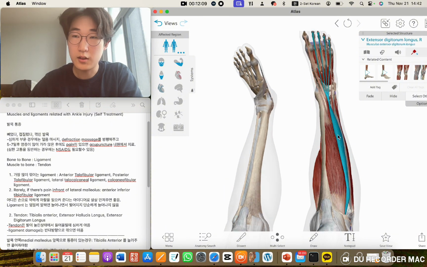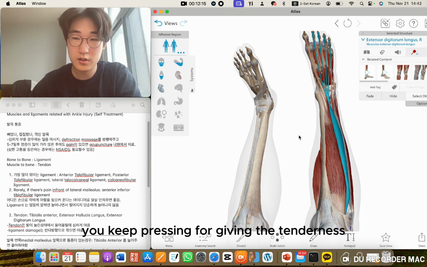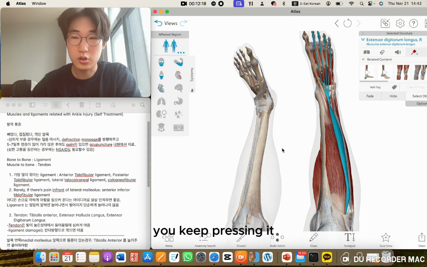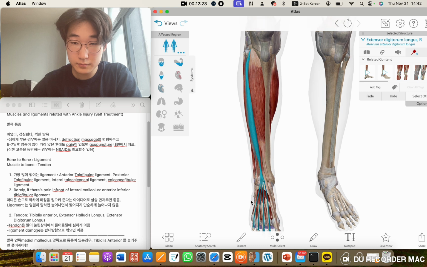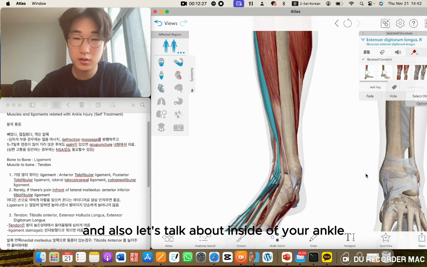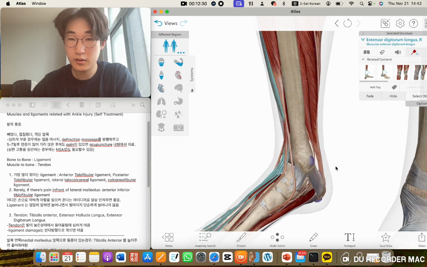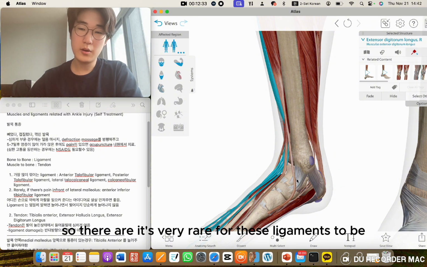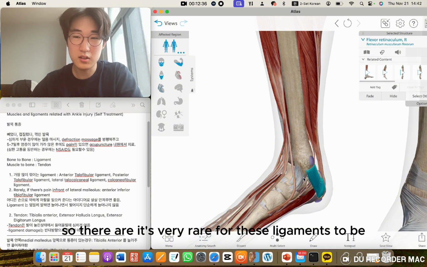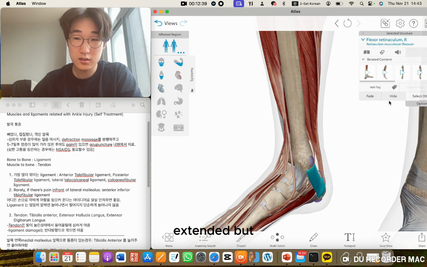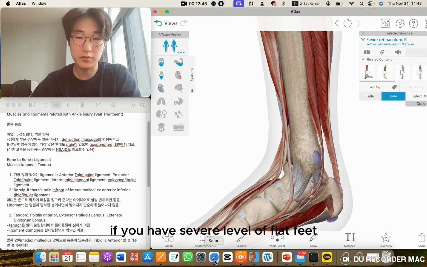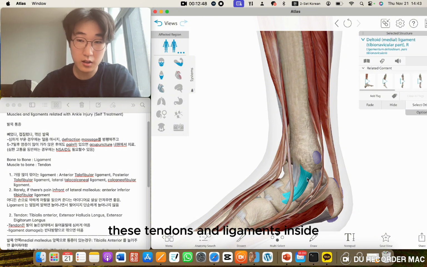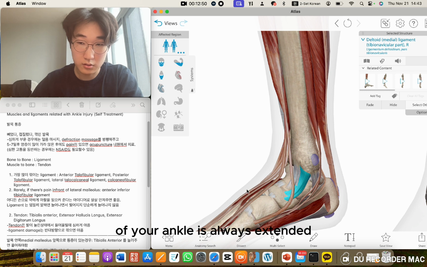and also the extensor digitorum longus. You keep pressing, giving tenderness until it's not very painful. If you keep pressing it, it'll be very helpful with the pain below your ankle. And also, let's talk about the inside of your ankle. It's very rare for these ligaments to be extended. But if you have flat feet, if you have a severe level of flat feet, these tendons and ligaments inside of your ankle are always extended.